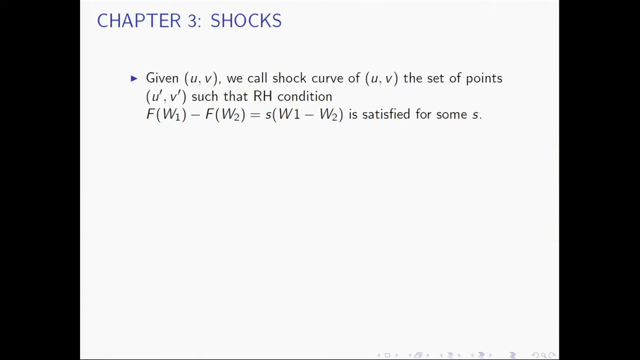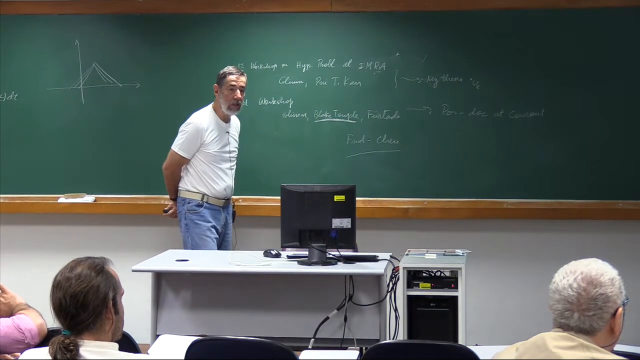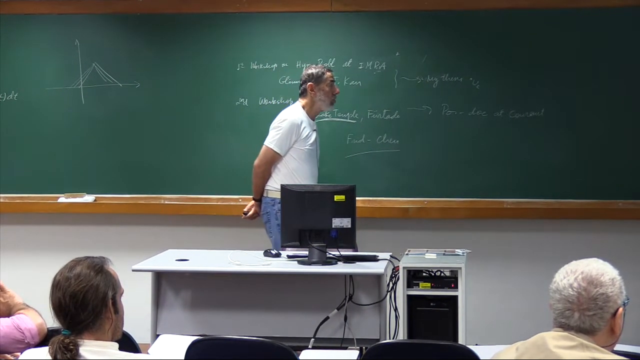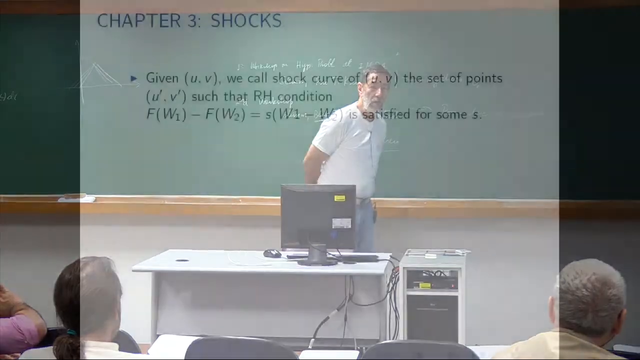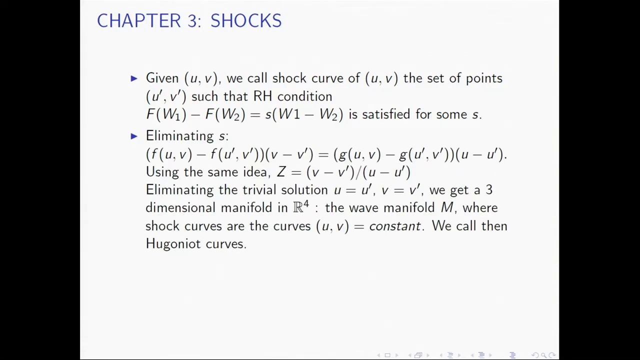So after writing this paper on rarefactions, I said, well, what do we do now? So Dan said, well, let's do shocks. So what are shocks? Given U, V, a shock curve is a set of points U prime, V prime, such that the Rankine-Hugoniot condition is satisfied. And again, we did the same: eliminate S. So these are two equations, and if you eliminate S, this is what you get.